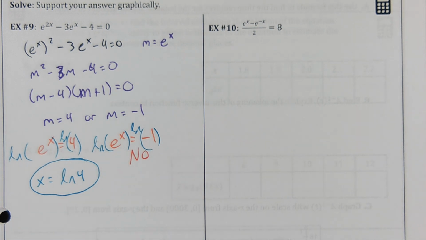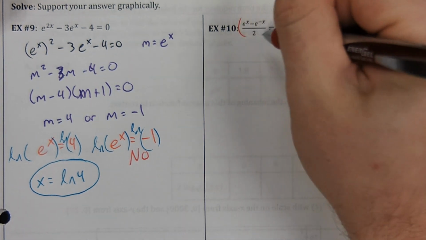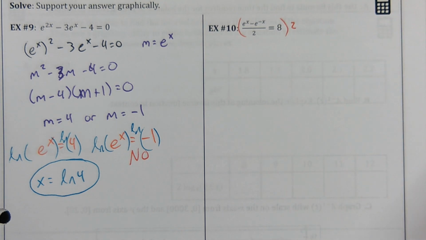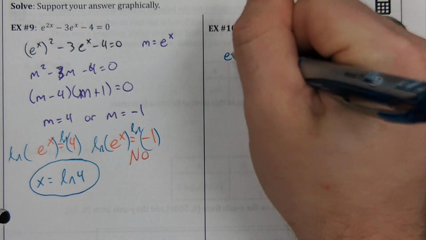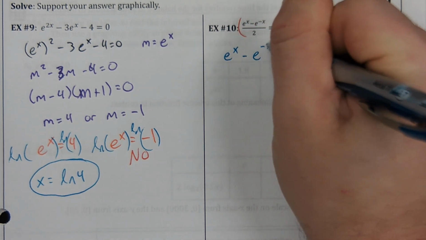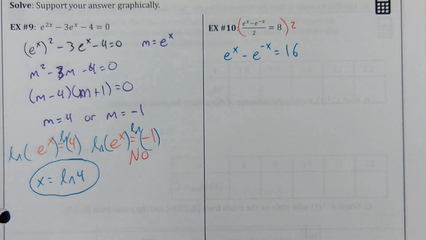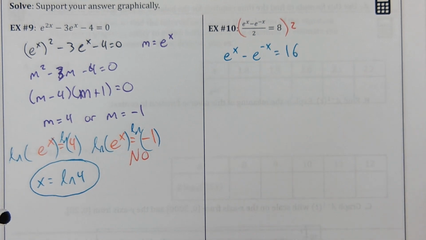Number 10 is fun. You guys like fractions? So what are you going to do? Multiply by 2 on both sides. Let's start there. We're doing the second question. Now what? If you subtract the 16, you're going to have e to the x minus e to the negative x equals negative 16.